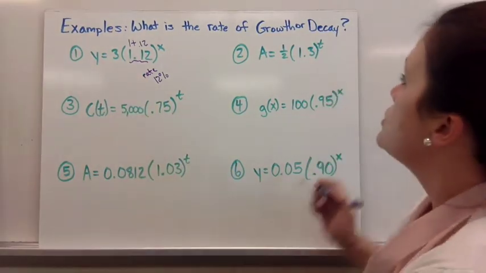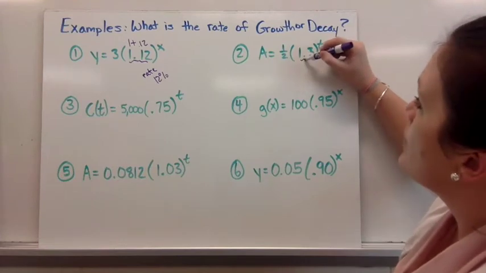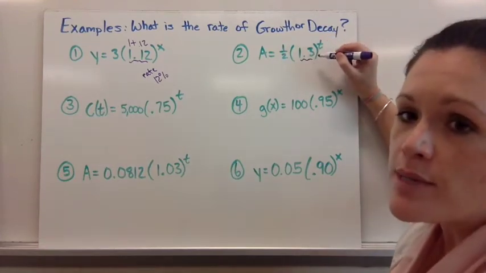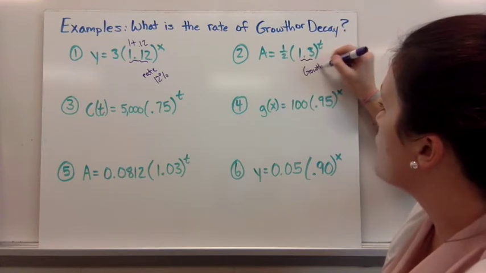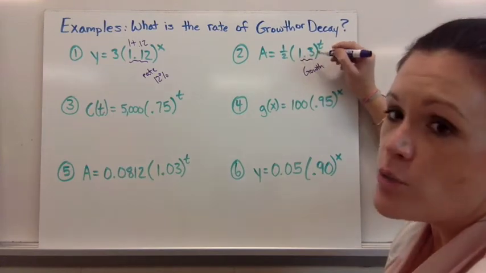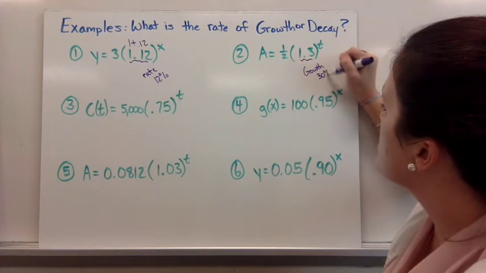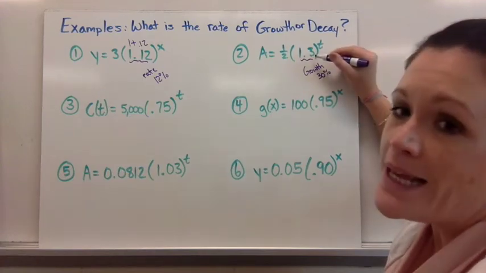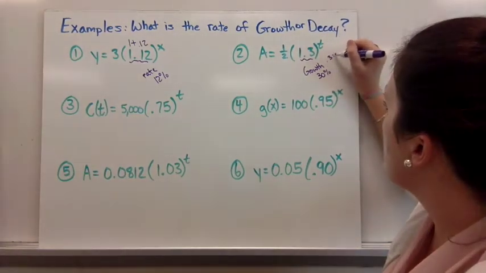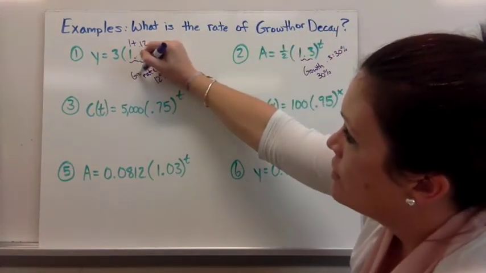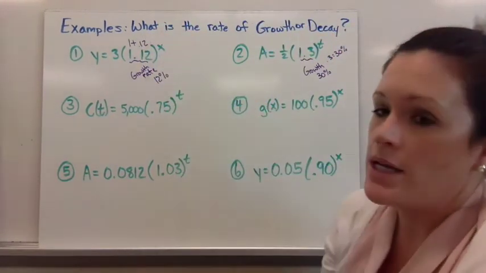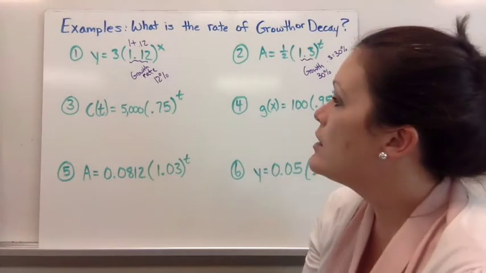So if we look at number 2, we have 1.3. So the 0.3 is how much bigger than 1 it was. So this one is growing, so it's a growth formula because it's larger than 1 by 30%, because 0.3 equals 30%. So we'll put all that right there. So this one was a growth of 12%. I need to write that word down. Let's look at number 3.